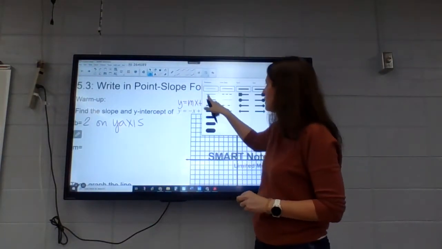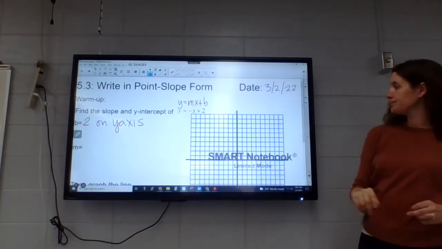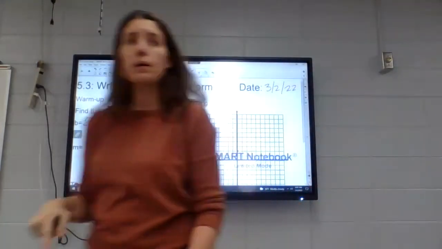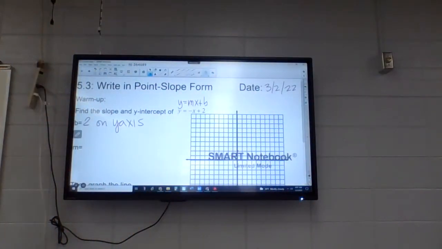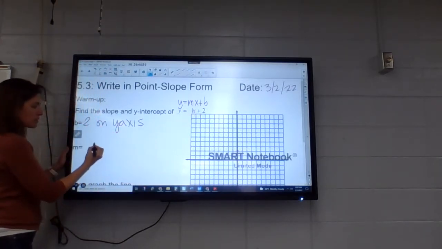So we begin on the y-axis at 2. Hang on a second. Okay. So I put a dot at 2. Now what's our slope? Yeah, go ahead. 1. What kind of 1? Positive. Wait, negative 1. Yeah, that negative x tells us that's a negative 1 as our slope.